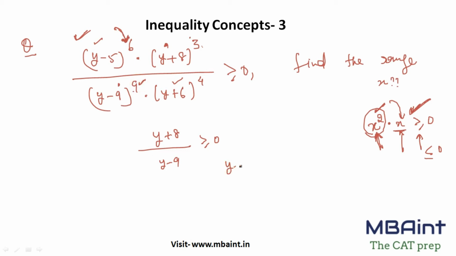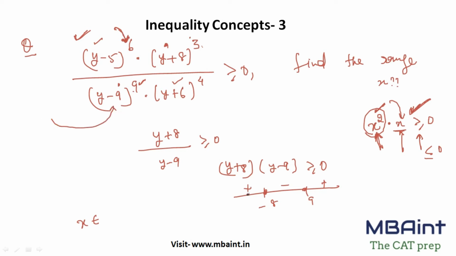So again, I know how to solve this. This is y minus 9 and greater than or equal to 0. Quickly put this on the number line. Minus 8, I know this is positive, negative and positive. Now try solving this, keeping in mind that x belongs to, and the denominator should not be equal to 0, so I cannot include 9 here. So it is going to be an open bracket till positive infinity.